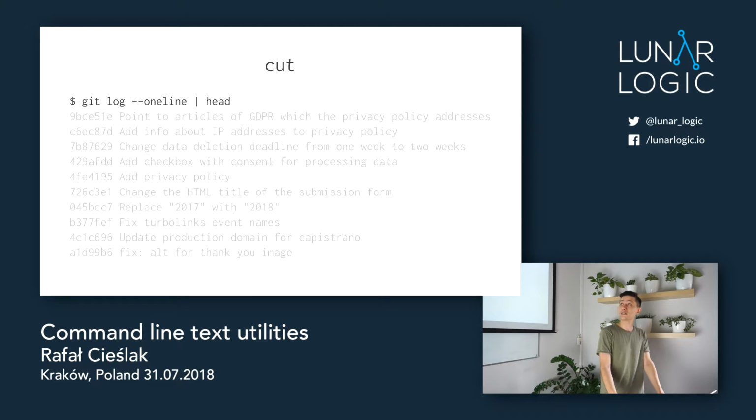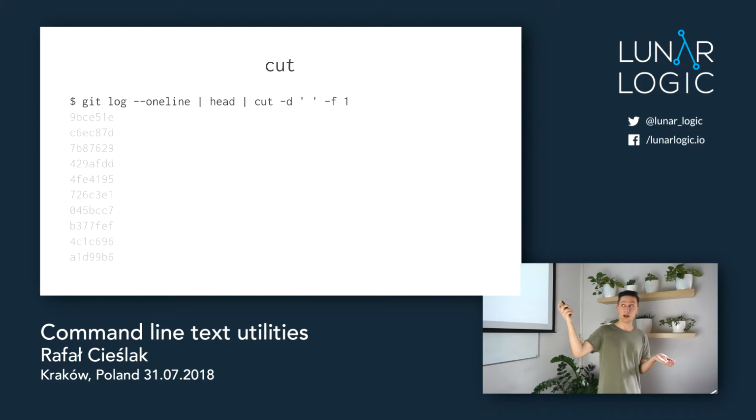Next up is cut, which is for cutting out fields from text. A lot of command line programs return text in columns, like git log --oneline, for example. So if I wanted to extract only the git commit hashes, which is the first column of the output, I could tell cut to use a single space as the column delimiter and to give me the first column.